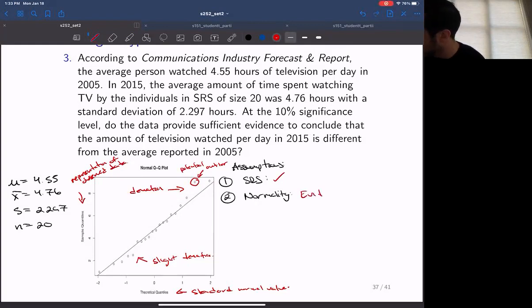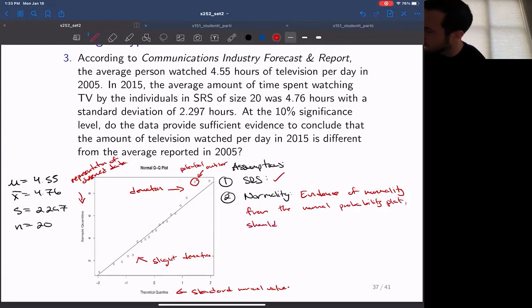evidence of normality from the normal probability plot, but we should investigate flagged points.